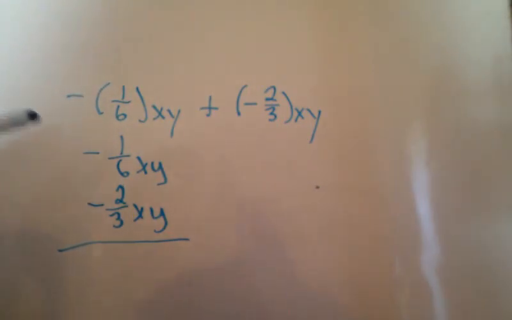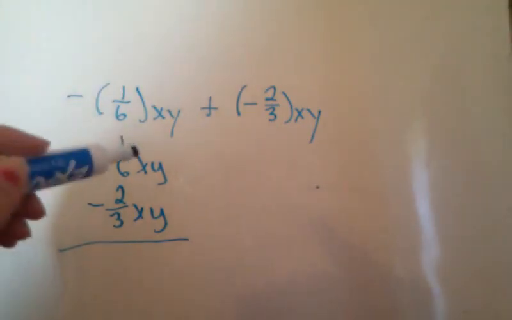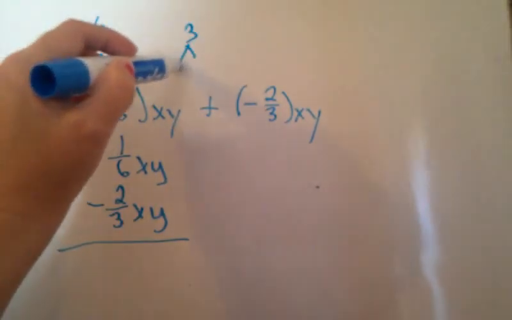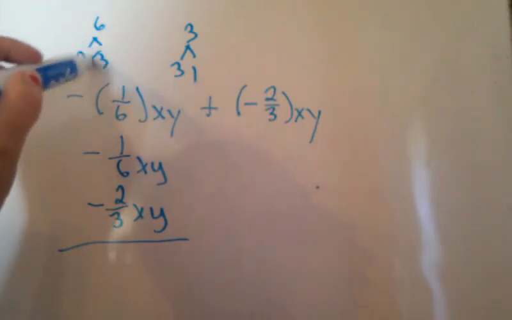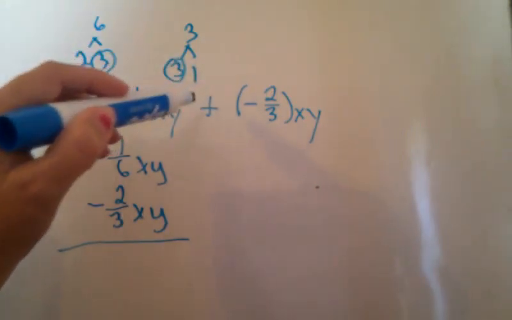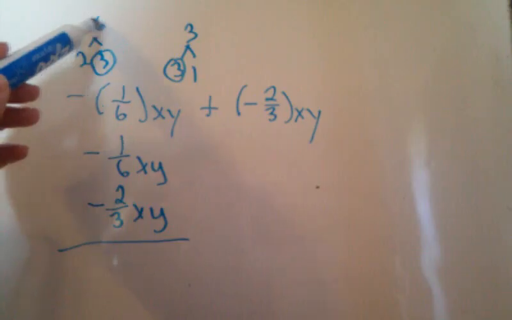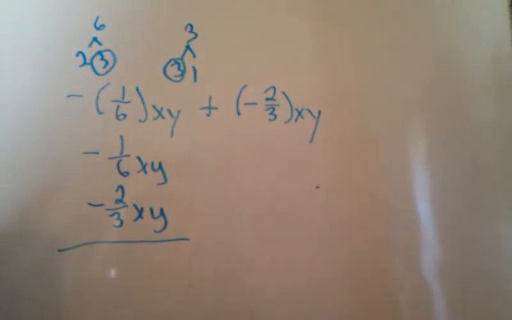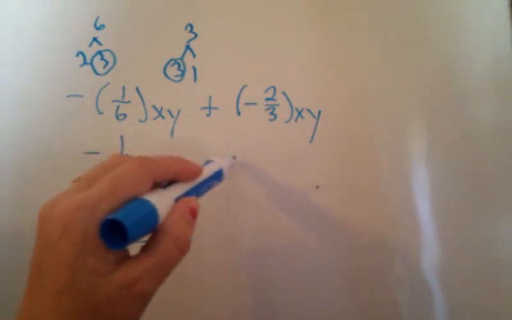I hope so. Okay. I have 6 is 2 times 3. My other one is 3 times 1. The 3's are the same. So I take whatever, one number times whatever's not circled on the other number. 6 times 1 is 6. 3 times 2 is 6. So my common denominator is going to be 6.